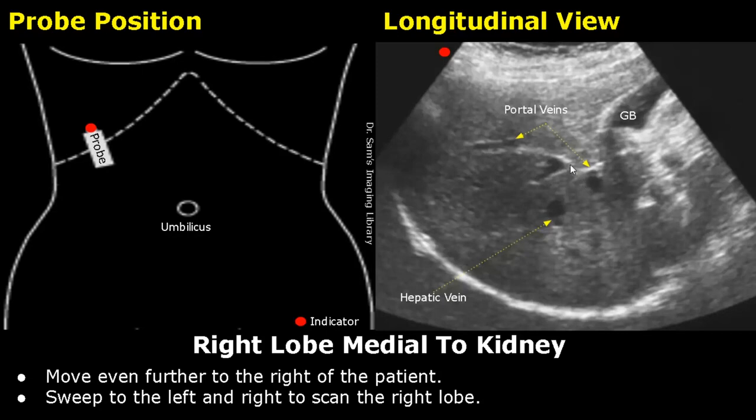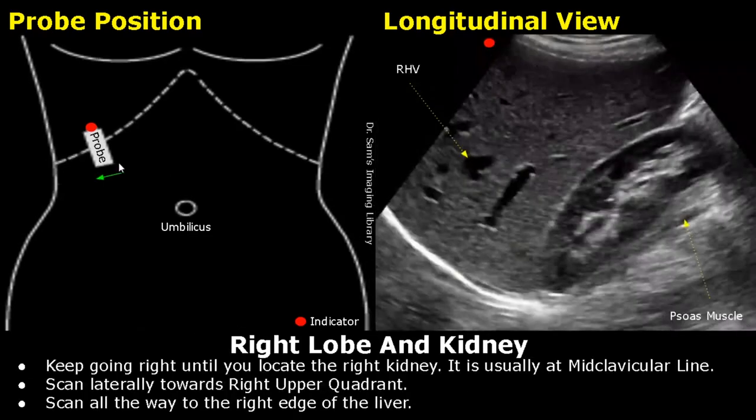You will see the gallbladder, portal veins, and the hepatic veins. Keep going right along the costal margin until you can see the kidney. Usually it is seen at mid-clavicular line. This is the right lobe. This is the right hepatic vein. We can see both the upper and lower poles of the kidney. This band is the psoas muscle.